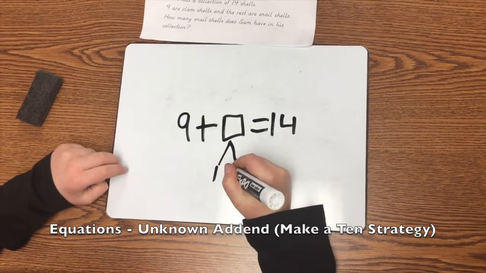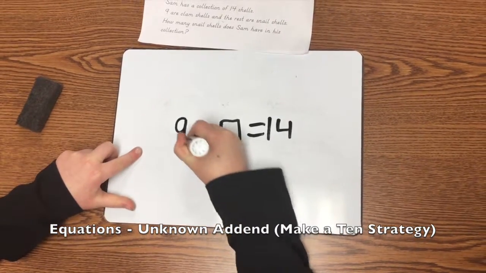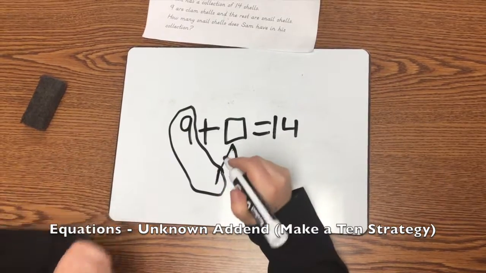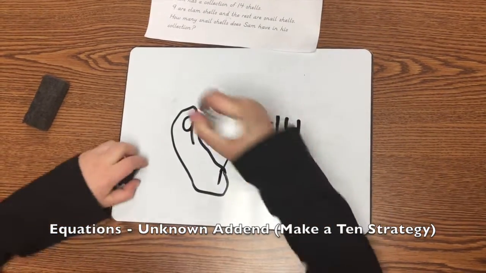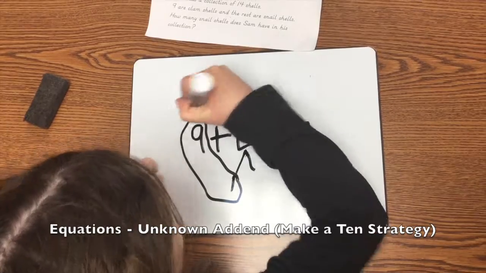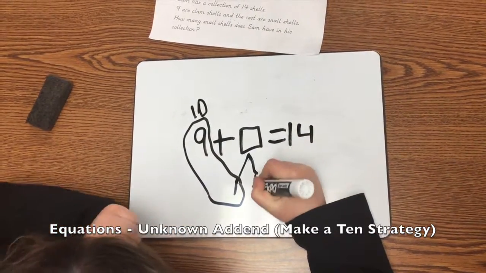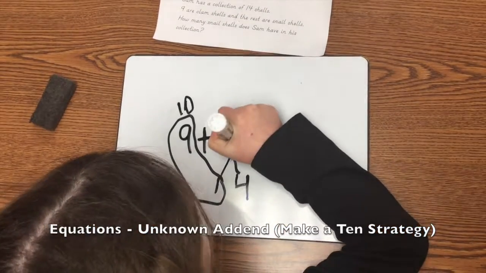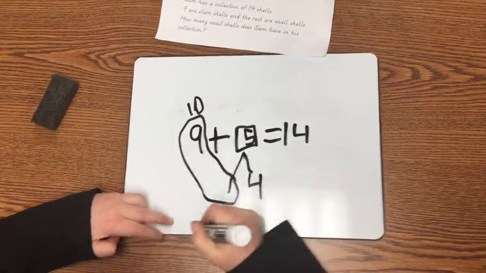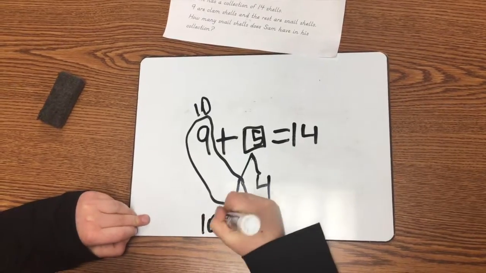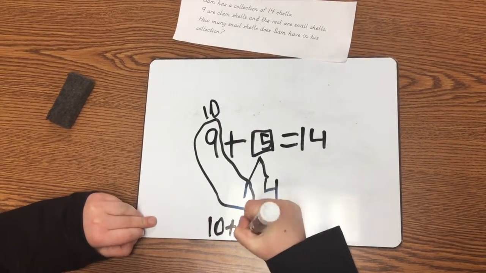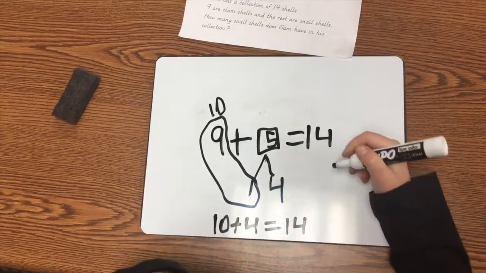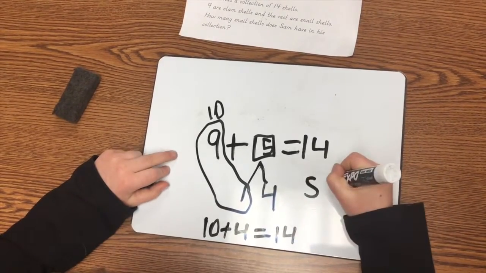Can you tell what you're doing now? Right now, I'm finding partners to make up 10, and I know that 9 and 1 make 10. And I know that 10 plus 4 equals 14. And I know that 1 plus 4 equals 5. So I'm going to draw 5 in here. And so my new equation is 10 plus 4 equals 14. And so how many snail shells does Sam have in his collection? 5.